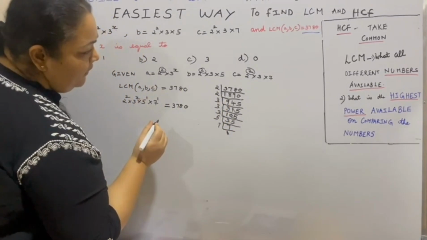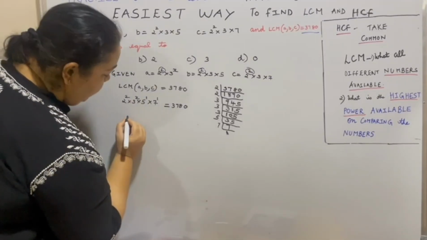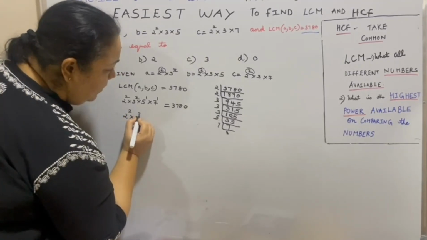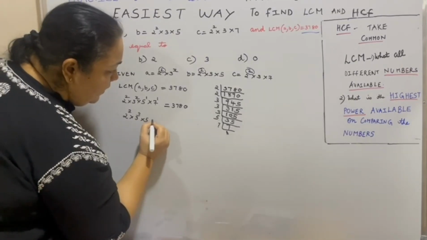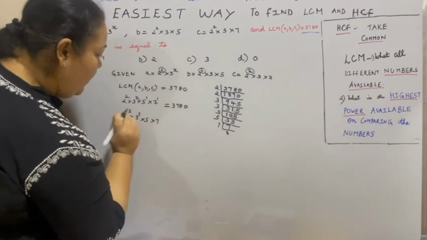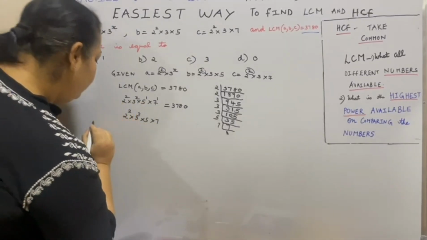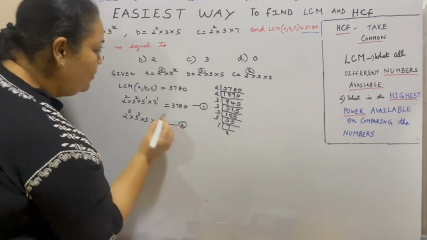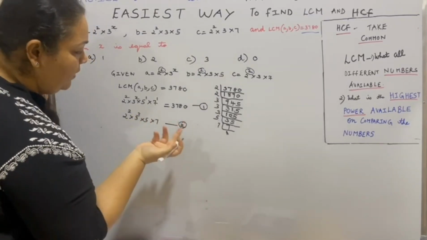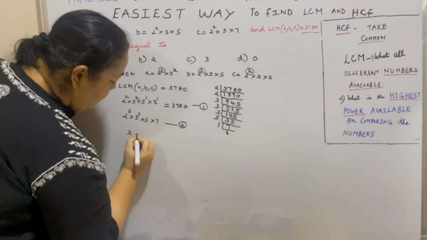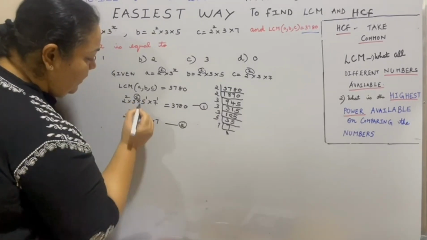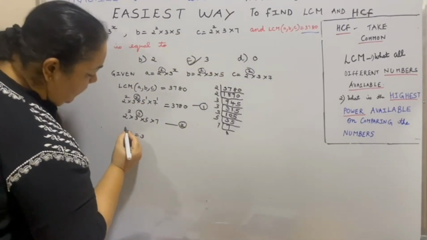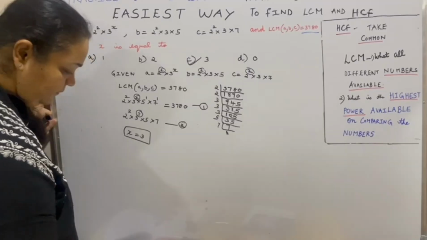So we found out what is 3780. It is 2 squared into 3 cube into 5 into 7. So on comparing both the equations, this is equation 1 and this is equation 2. When we compare both the equations, what is x? X is equal to 3. Because see, here x is equal to 3. So x is equal to 3 is the right answer.